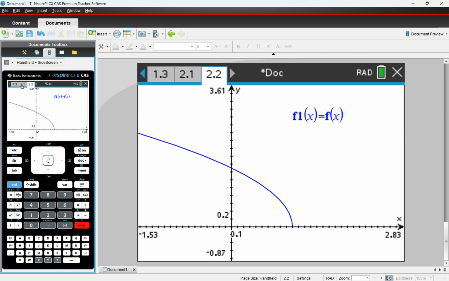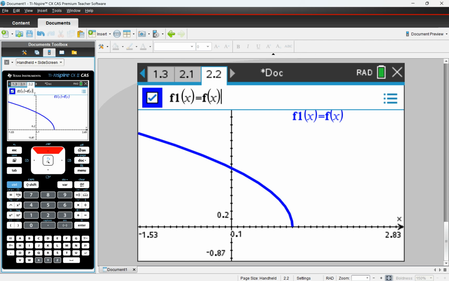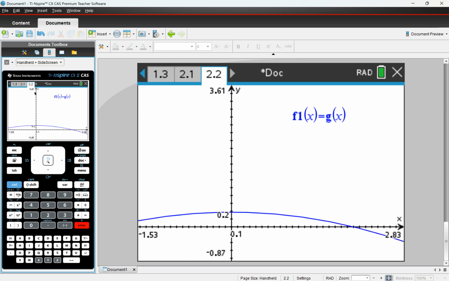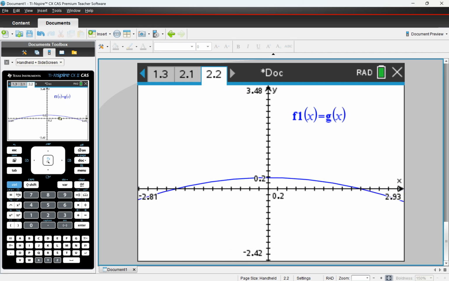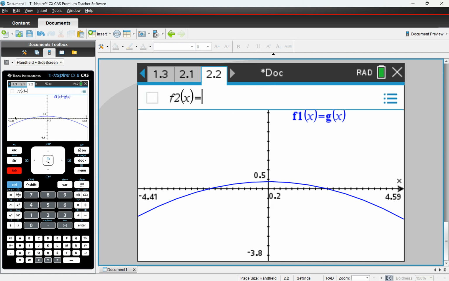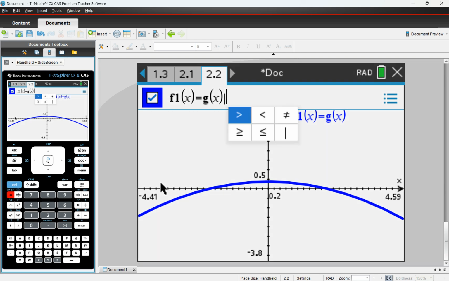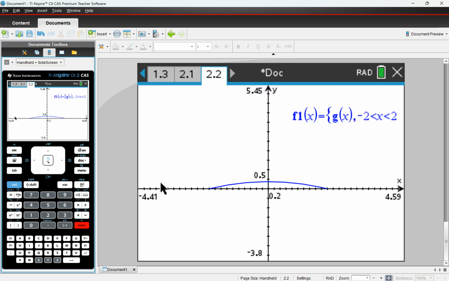So this, oh no, that's not f of x. Was it g of x? Oh, g of x. That's right. Here's your quadratic. But remember, we wanted it from -2 to 2. So I probably will need to put a restriction. So from -2, whoops, -2. I'm too lazy. I'm just going to do it like this now. So there we go. That's the graph.